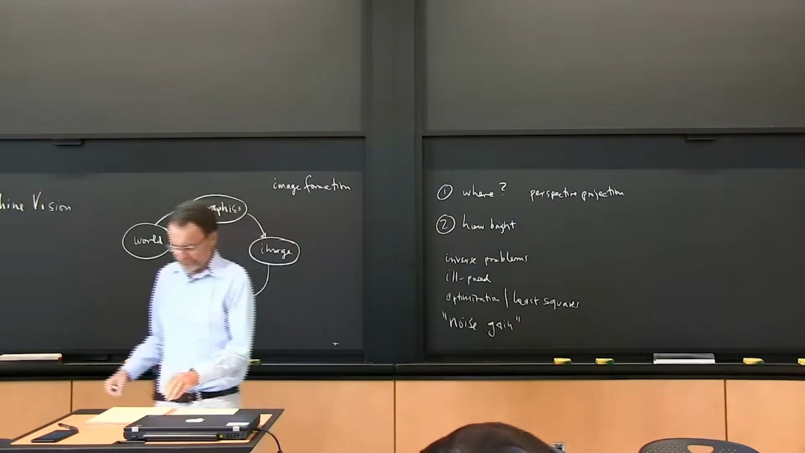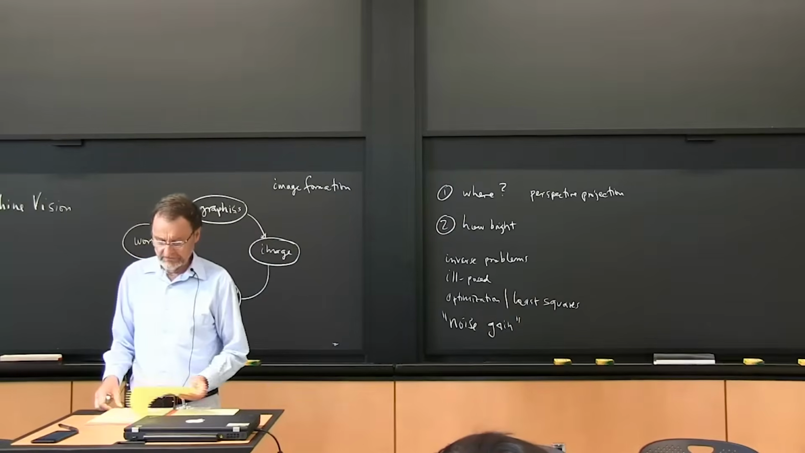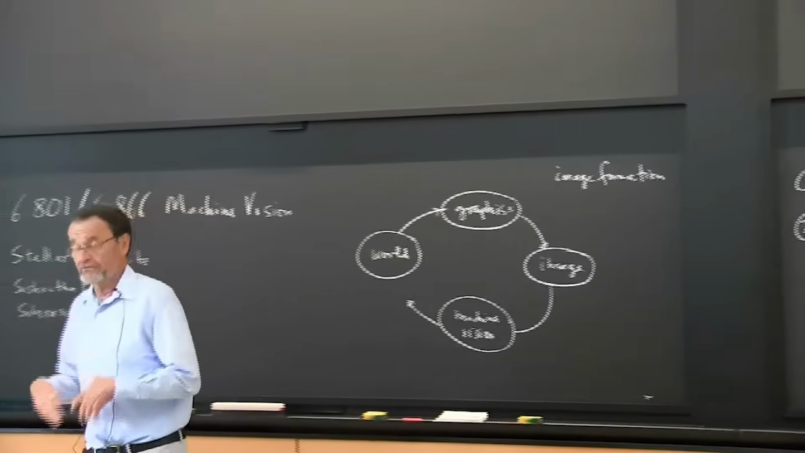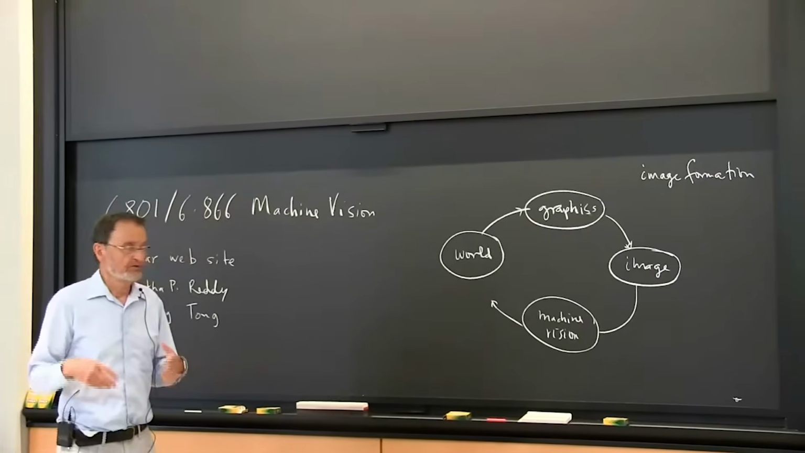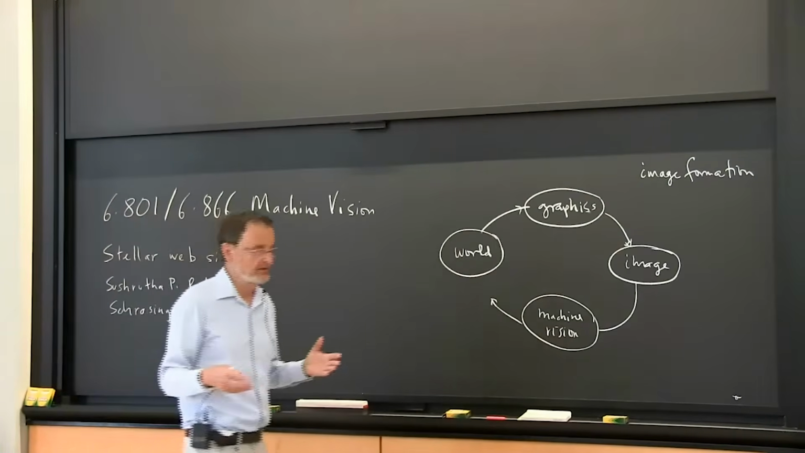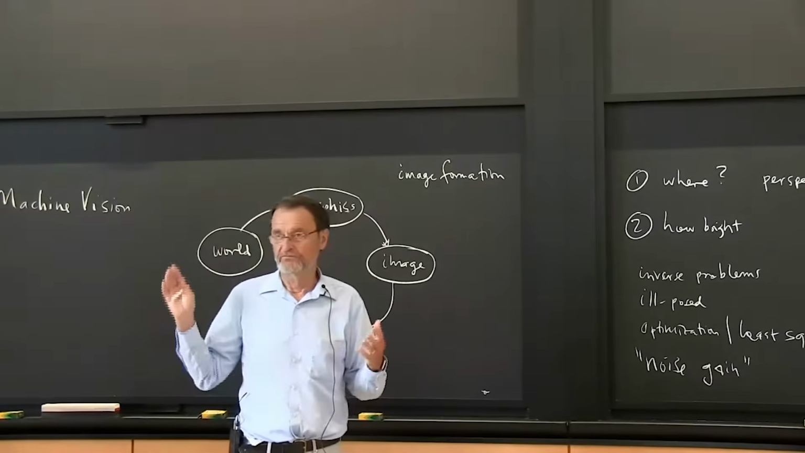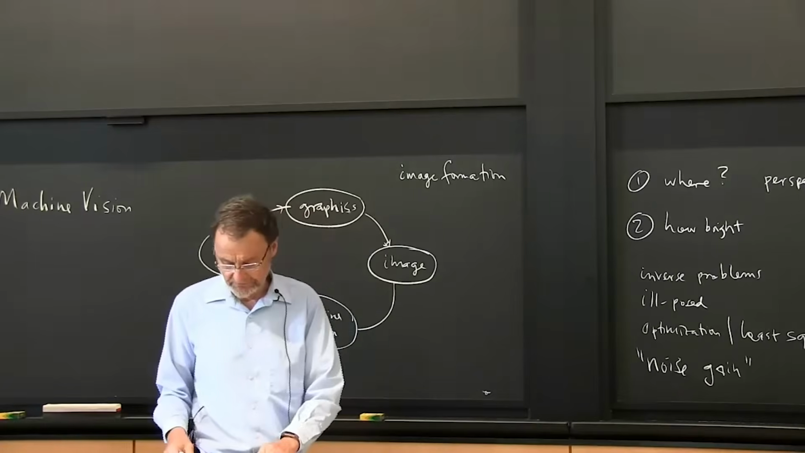So not only do we want to have a method for solving the problem, but we'd like to be able to say how robust it is. You know, if my image measurements are off by 1%, does that mean that the answers are completely meaningless, or does it mean that they're just off by 1%? So that kind of thing. Okay.